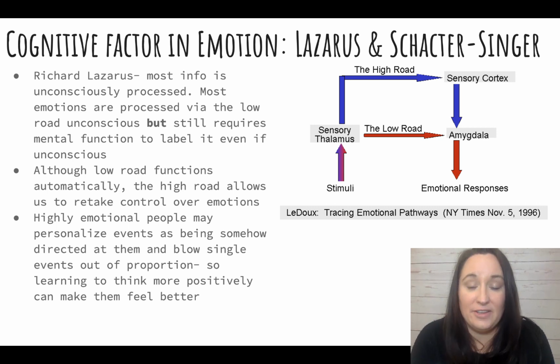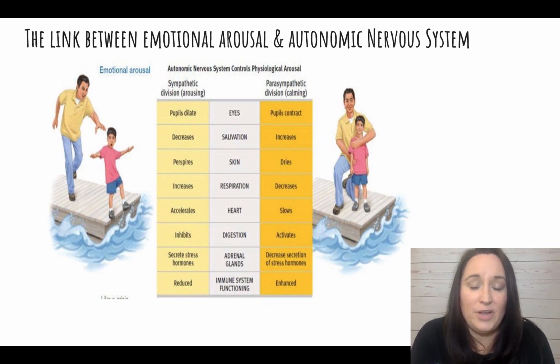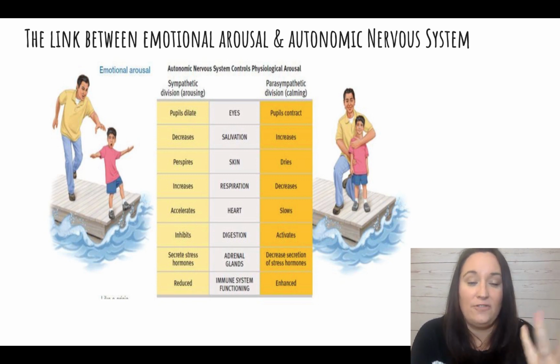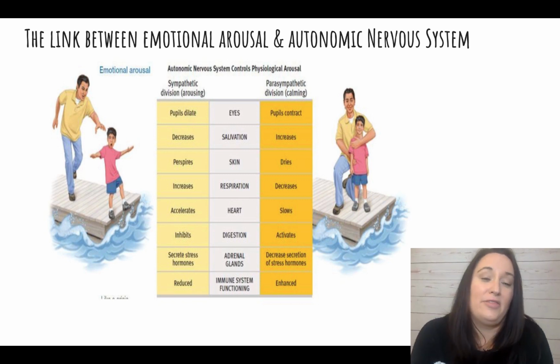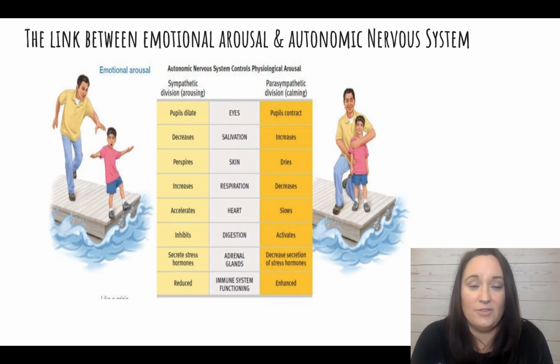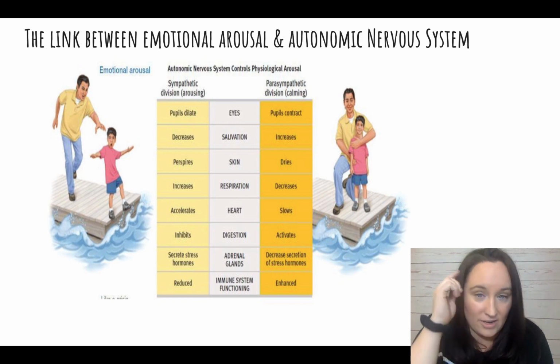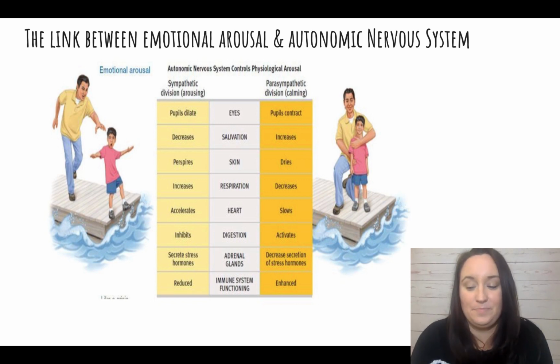So Lazarus, and the theory that we just talked about, Schachter and Singer, say, no, there's cognitive appraisal in emotion for sure. Lazarus says most of what we process is unconscious, sure. But still, even in that low road, there's still a label to that emotion. So even if it's happening at the unconscious level, that cognitive appraisal is still there. So the link between emotional arousal and the autonomic nervous system, this is the link, right? Here are all the things we've discussed before: when your sympathetic nervous system is kicking in, all of those things happen to your body, and that's what some are arguing, like Schachter and Singer, that cognition is involved. There's a cognitive thought about why you're feeling that, and then you're labeling it.